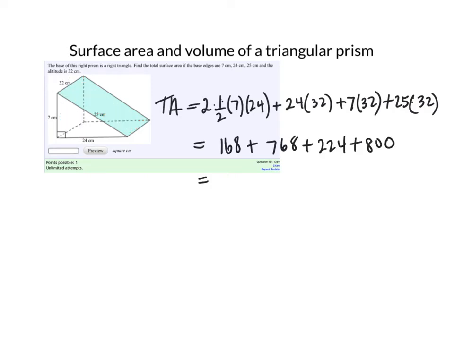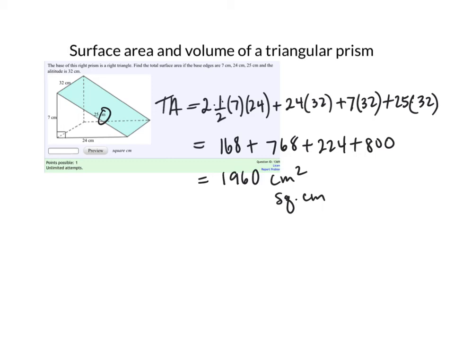So that became 168 plus 768 plus 224 plus 800, which all adds to 1,960. And our label is centimeters. So that would be centimeters squared, because this is surface area measured in squares. Or you can say square centimeters.